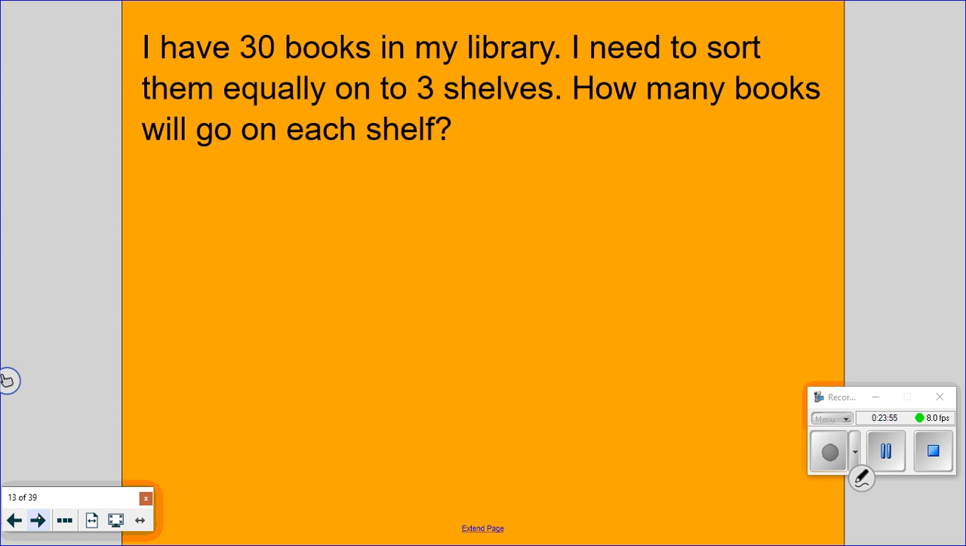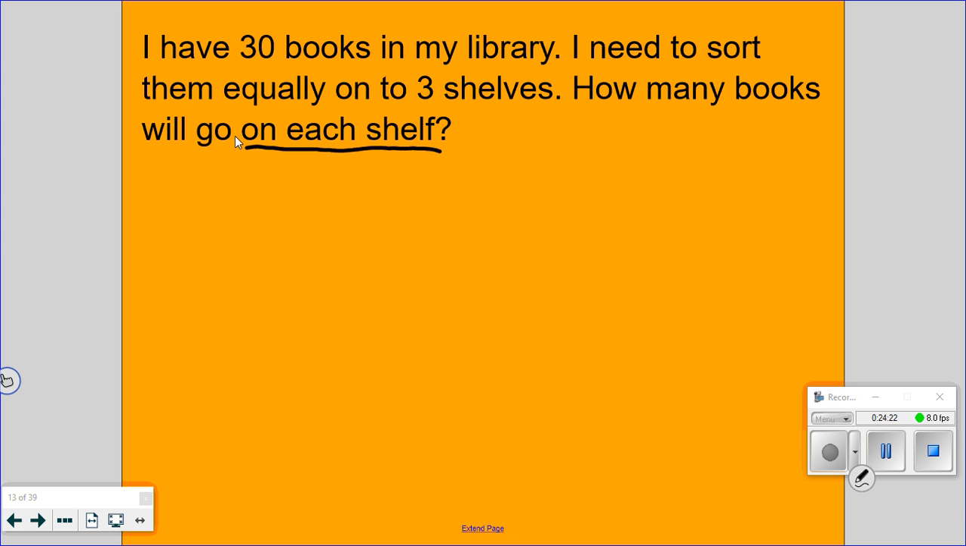Read that one more time. What am I counting? Paxton, you're on fire today. What are we counting? Books. I'm counting books. What's going to be my answer sentence? Connor, you think you can make it? I have blank books on each shelf. Yes. This is important. On each shelf.